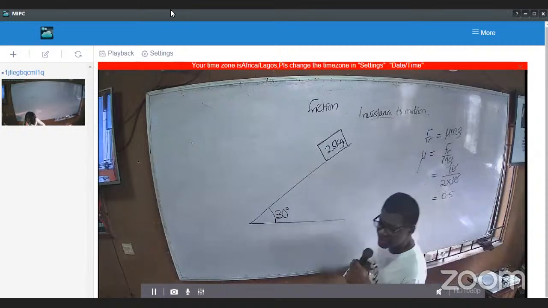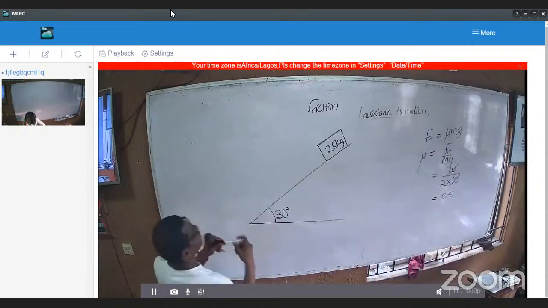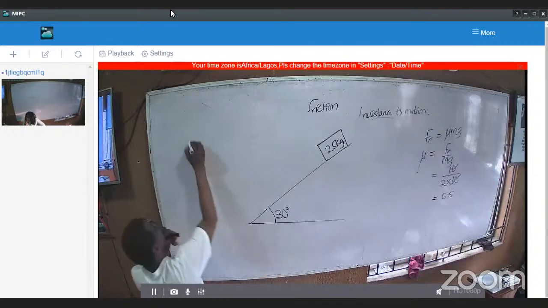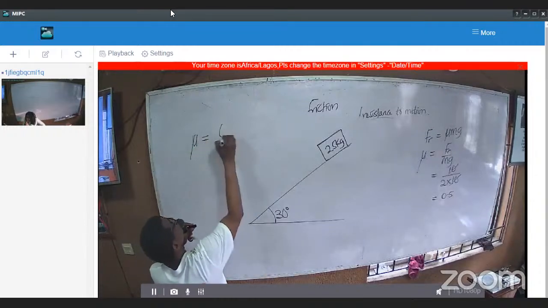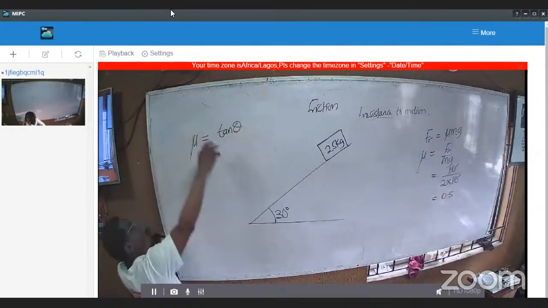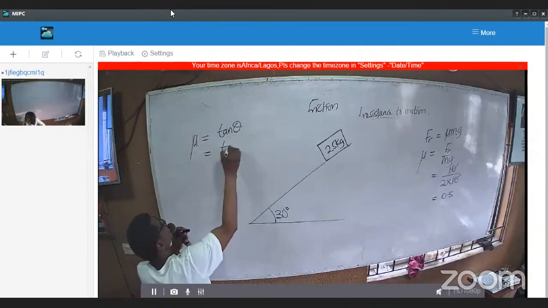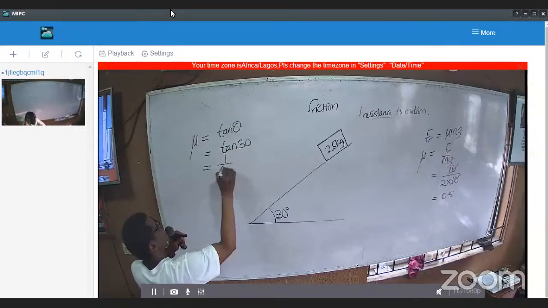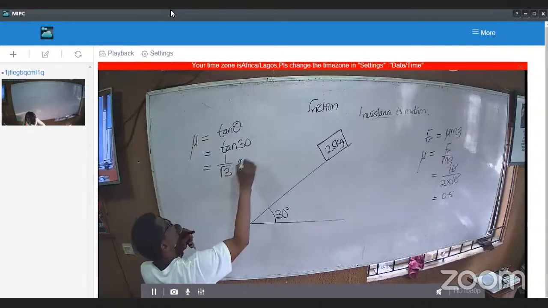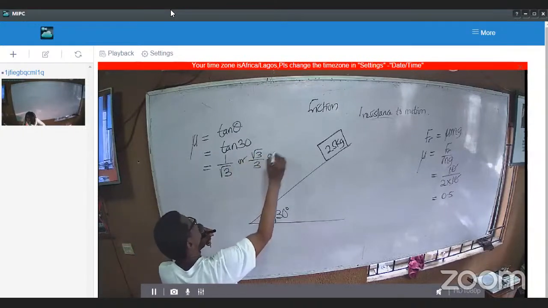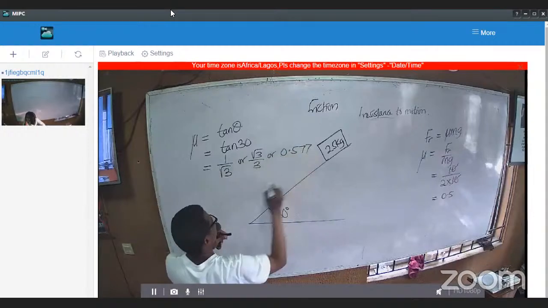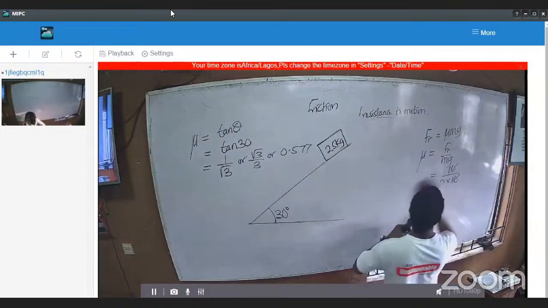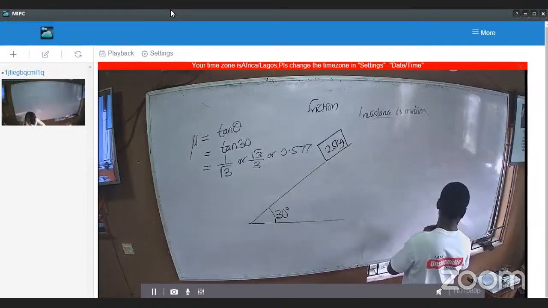You have to raise your hand. Let me see. They give you theta. What do they find? They find mu, Abby. What's the formula for mu? Tan theta. This one comes as a question every year. So that will be tan 30. What's tan 30? 0.57 or 1 over root 3 or root 3 over 3. Anyhow they put it down, just pick it. Next question.